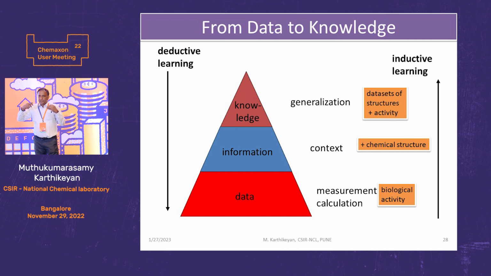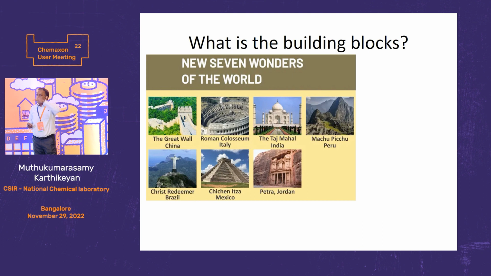Okay, so there is data. From data we have to collect and make information. From information we have to make knowledge. So this is called inductive learning. For that we need to have molecules with bioactivity of interest in the drug discovery context. But in some other context you may have polymer properties, you may have material properties, etc. But the molecule is very much important. Okay, so what does AI do?